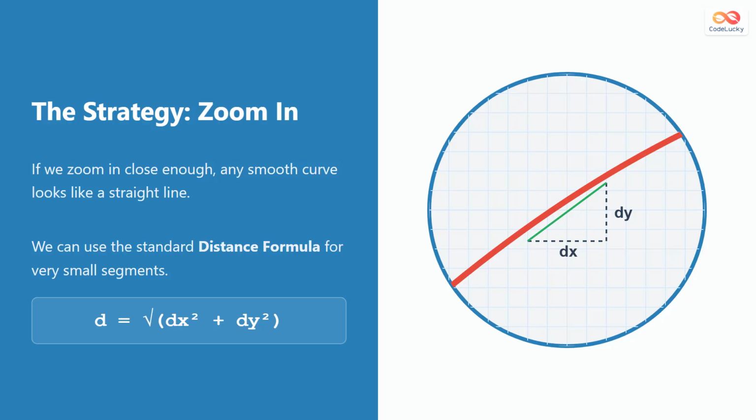The strategy we use in calculus is to zoom in. If you look at any smooth curve very closely, it begins to look like a straight line. For these tiny sections, we can use the Pythagorean theorem, calculating the square root of delta x squared plus delta y squared.